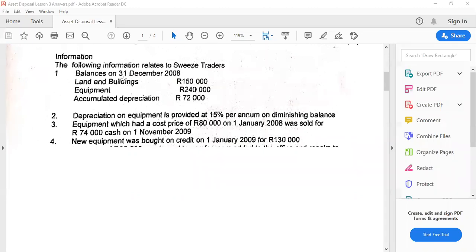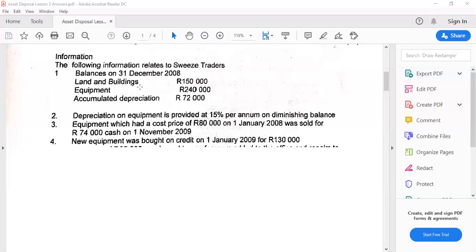Now, the thing with the balances being on this day, the 31st of December 2008, is that it means the same balances exist on the 1st of January 2009. So these balances are the same balances that also exist on the first day of the new year.